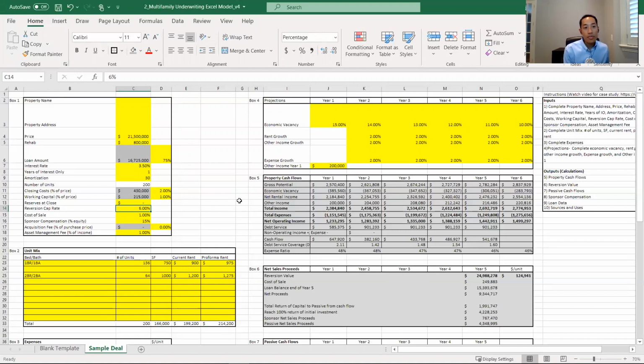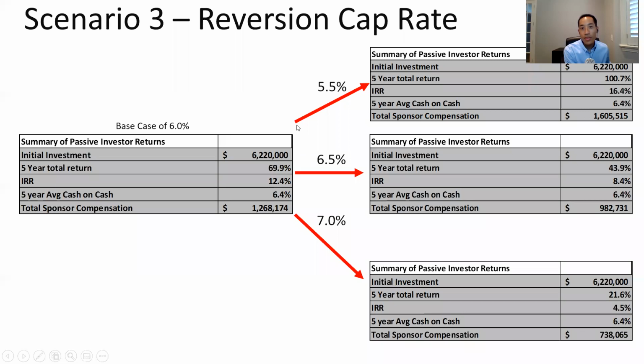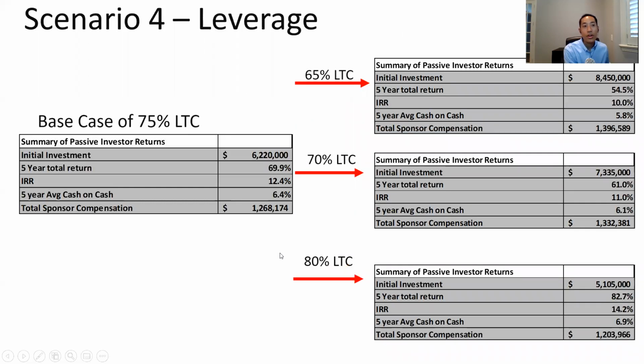So whatever number you're comfortable at, you have to convince your investors that you're comfortable with that, but it can range significantly, right? So base case of 6%, if you go to 5.5% on your residual, goes to 100% total return. 6.5 goes to 43, and 7 goes all the way to 21. So you can say it's a big impact. So really research the cap rate and pick a number that you feel comfortable at.